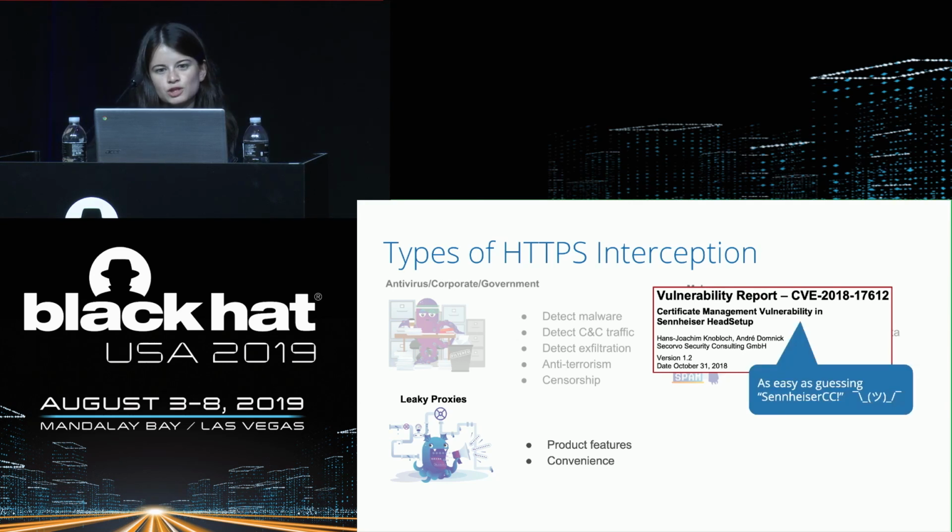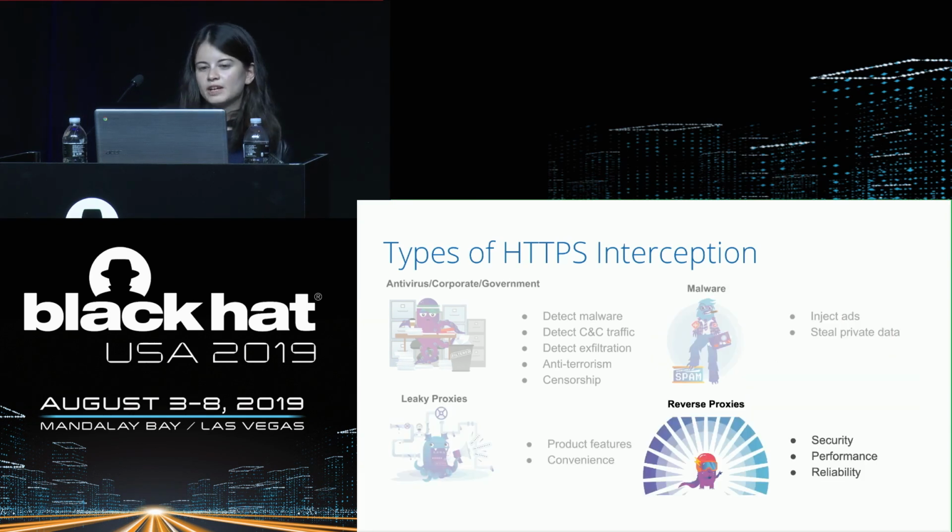The private key for this root cert was weakly protected using the passphrase Sennheiser CC, so guessing it was almost as easy as 1, 2, 3, and literally rhymes with it. If an attacker learned this passphrase, they could use the root certificate's private key to issue fraudulent certificates for any website. So these headphones, as bad software, dramatically increase the attack surface of a customer's computer.